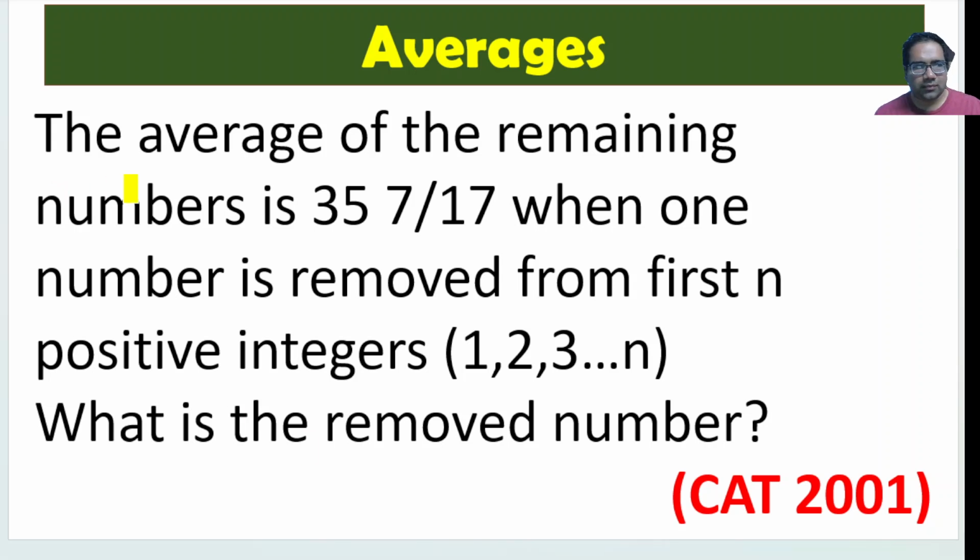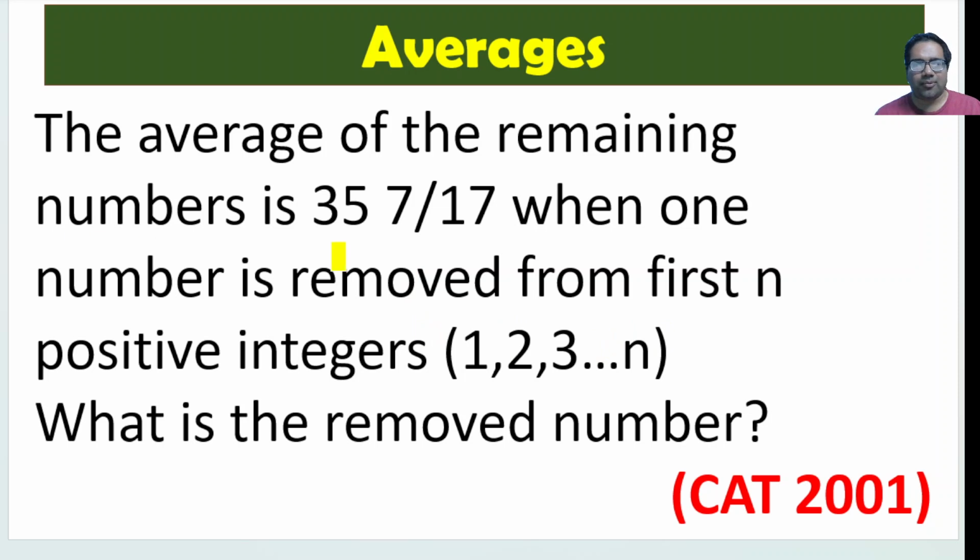Hi friends, here is a beautiful problem. We are given the first n positive integers 1, 2, 3, 4, 5, 6, 7, 8, 9 like this. We don't know what n is. Now one of these numbers is removed. It could be 1, it could be 10, it could be n, whatever. Now the remaining numbers, whatever they are, make an average of 35 7 by 17. Now what is that number that is removed?